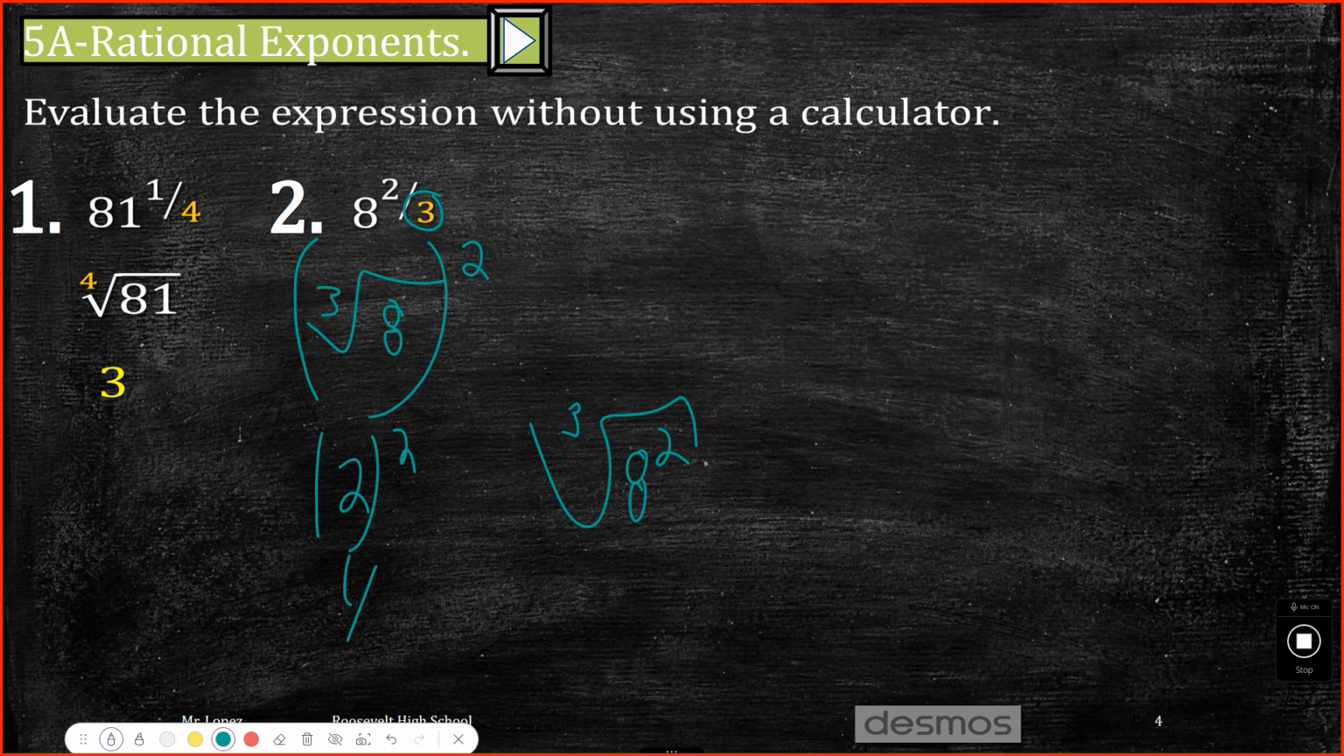8 squared is what? 64. The cube root of 64 would be 4, because 4 times 4 is 16, and 16 times 4 is 64.